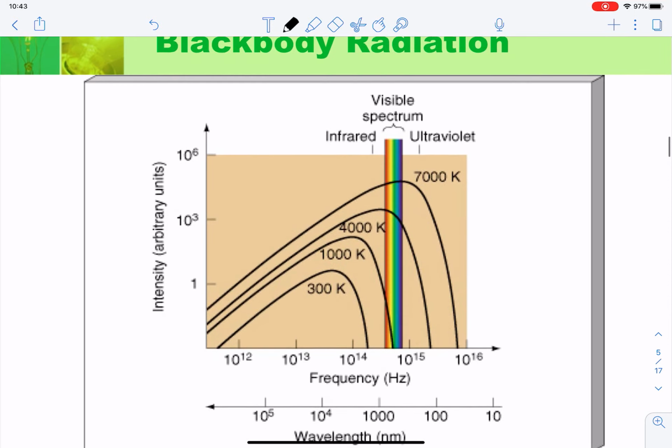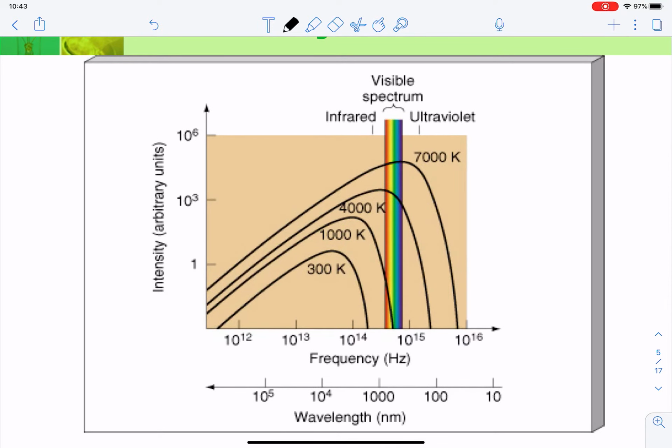This black body radiation creates this type of graph, and we have frequency here. We can tell the frequency of the waves being emitted. We can also tell the intensity. At certain intervals, between 10 to the 14th and 10 to the 15th, we have our visible light spectrum. We can also see it at different intensity. It's also in Kelvin, that's our temperature.